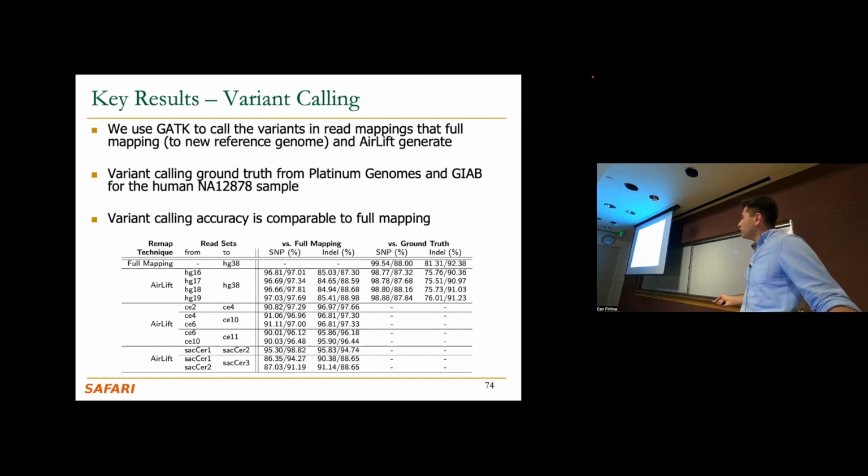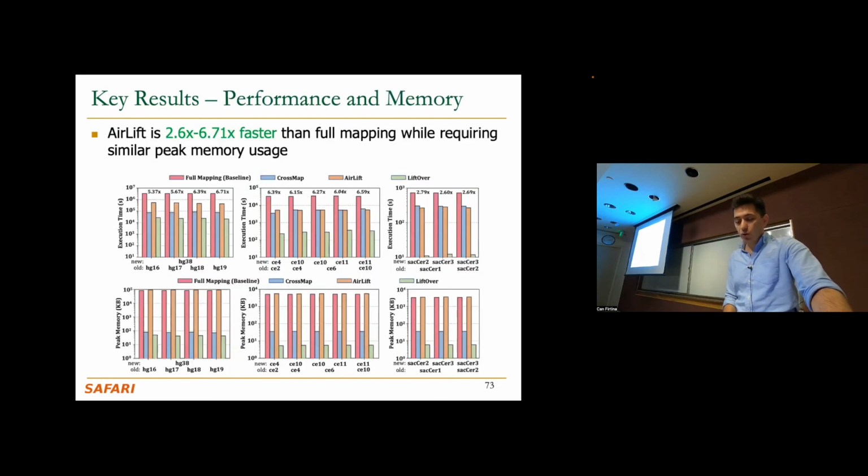Neither LiftOver nor CrossMap can generate suitable BAM files for calling variants. AirLift can, and we compare the variants that are called using AirLift and when we do full mapping. What we show is that the sensitivity results are very close to each other. So even if you are doing full mapping or AirLift, the accuracy results you are going to get are pretty similar, although you are gaining a lot in performance.